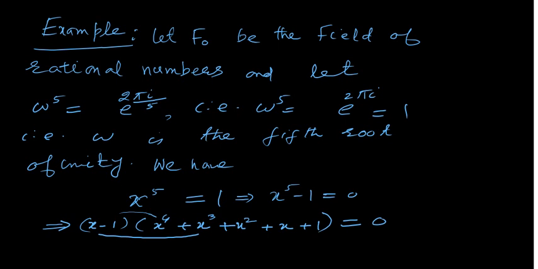Okay, so this x power 5 equal to 1 has 5 roots. One root is the 1, that's the root of this factor, and the other 4 roots are the roots of this equation. So thus, since omega is the 5th root of unity, omega satisfies this equation. Thus, let me erase this, thus omega satisfies this equation, x power 4 plus x cube plus x square plus x plus 1 equal to 0.